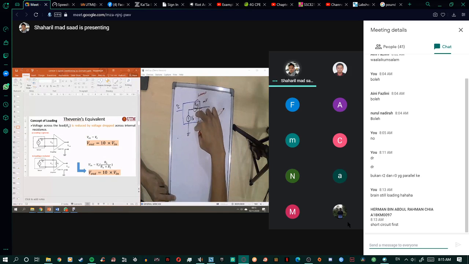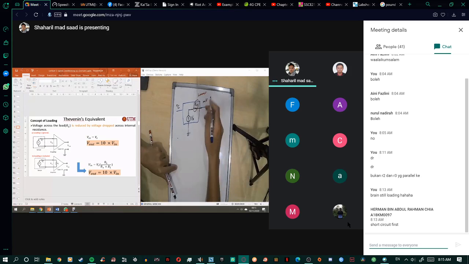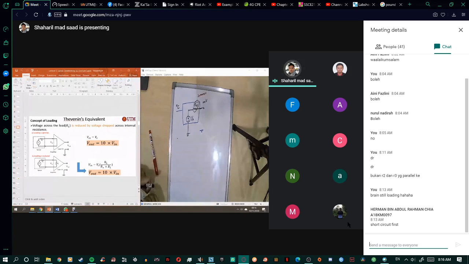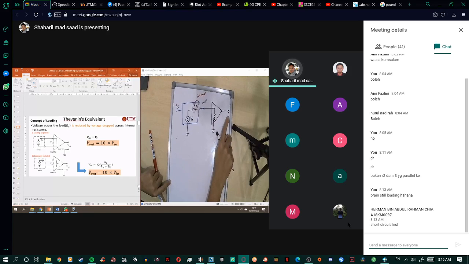The output will be at this point and this point, let's say this one is ground. So there will be some voltage drop here. Right now when you connect to the signal conditioning, this is your signal conditioning, and it will have some load here. In the signal conditioning, there will be some output V out.